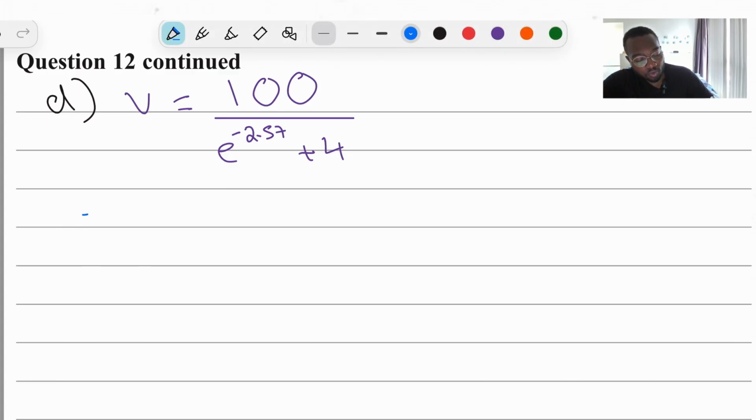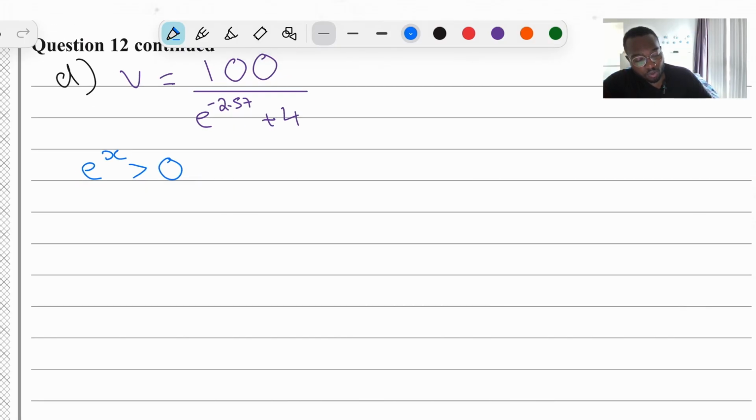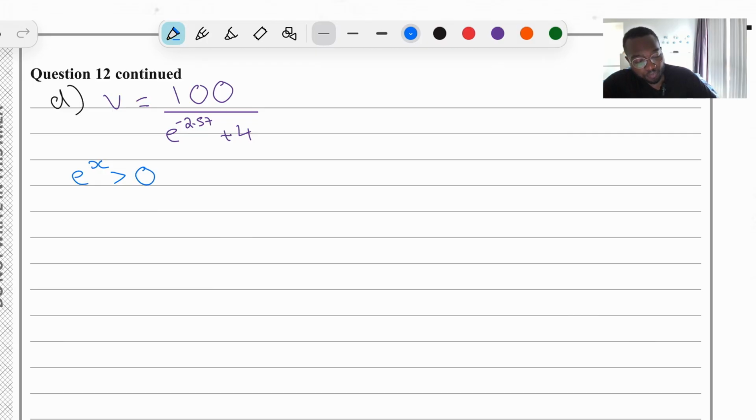Well, we know that in a normal standard exponential graph, e to the power of x is always going to be greater than 0. By that definition, in our case, e to the minus 2.5t will also be greater than 0. And then if we just add 4, we know that in our case the denominator will always be greater than 4. Now, if it's always greater than 4, what does that mean?